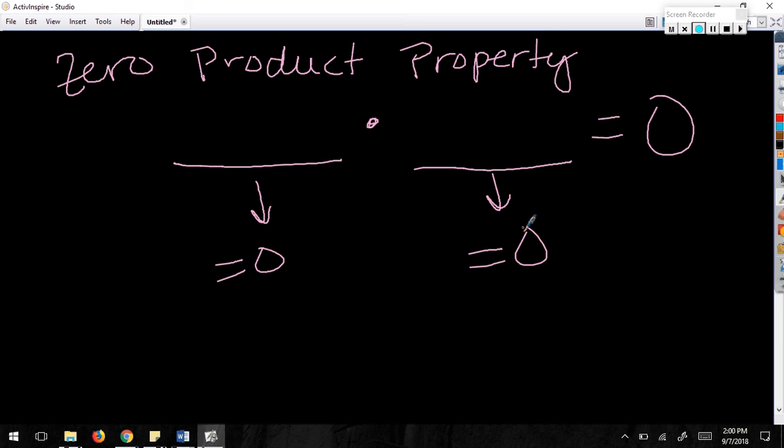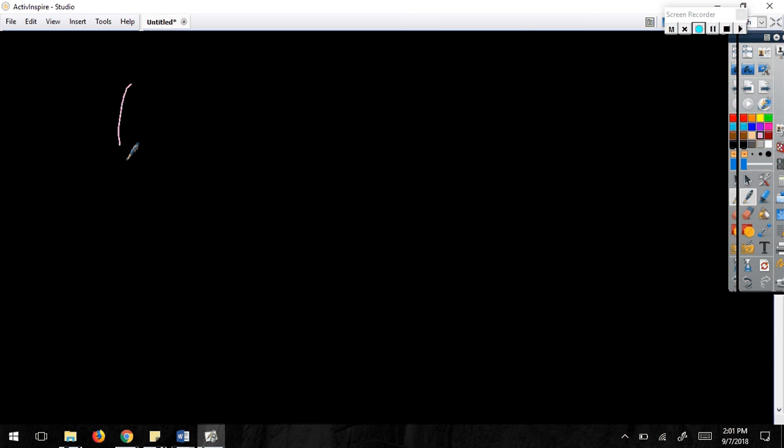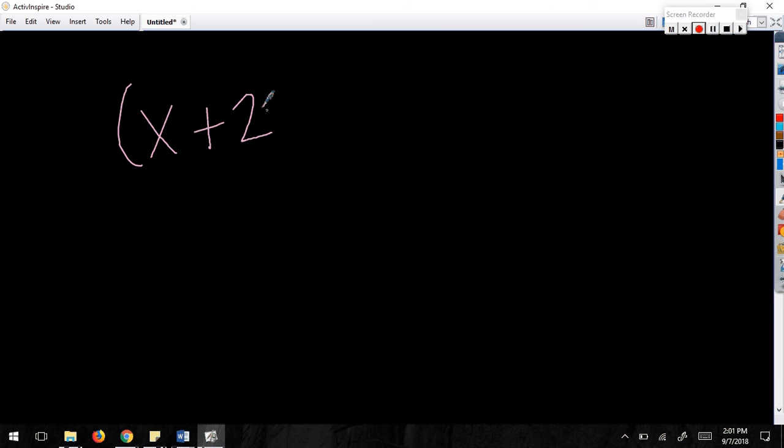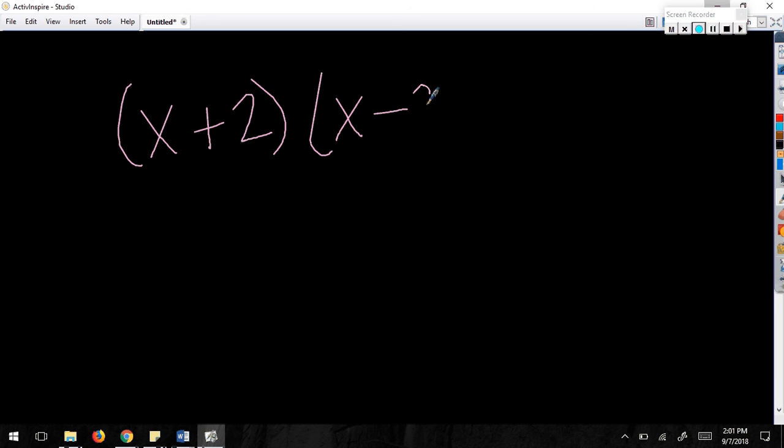So this comes into play with our factoring when we're solving. Remember yesterday you had those few that were equal to 0 and I said just scratch the 0 out and factor it? What if you had something factored like this? I've already done my whole factoring deal, right? But it equals 0.